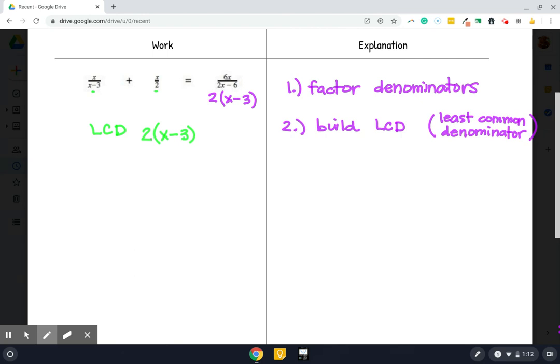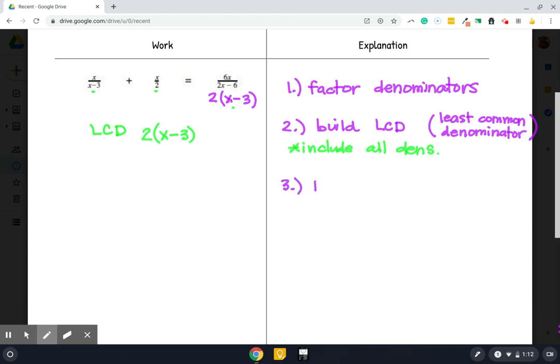The final denominator is 2 times x minus 3, but fortunately that is all accounted for in what I have already written, right? The rule is we've got to include all the denominators, but we don't want to double up. Since the 2 is already in there and the x minus 3 is already in there, we are good to go.